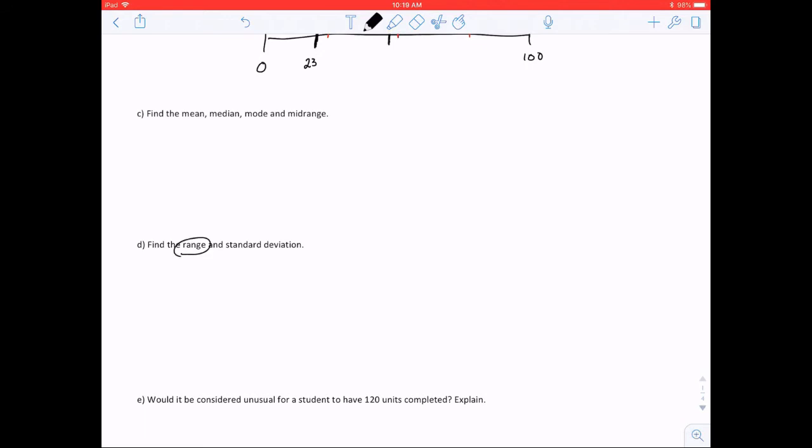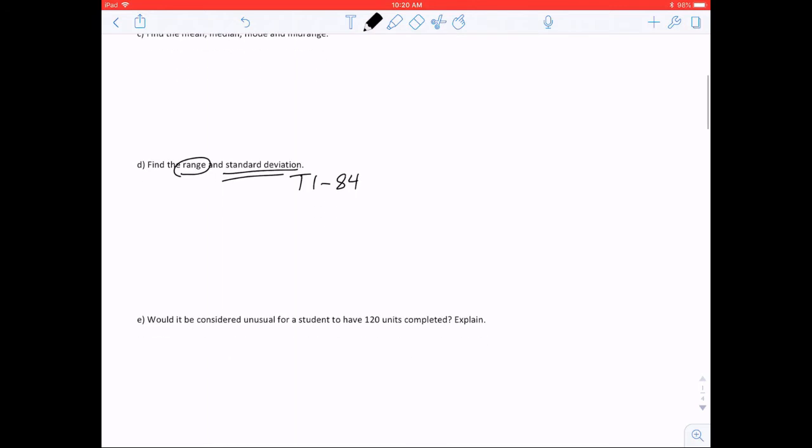Finding the range and standard deviation. Range is very easy. That's just the biggest number minus the smallest. And the standard deviation, you should definitely be using the calculator and not the formula to get that.